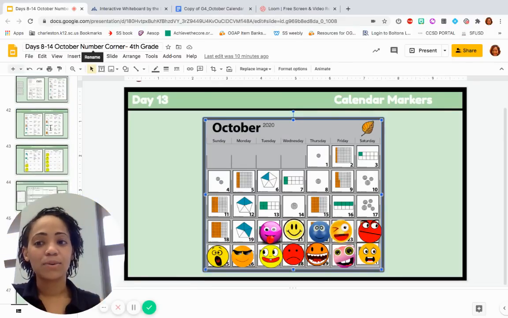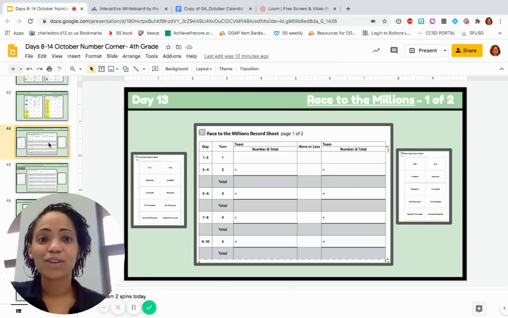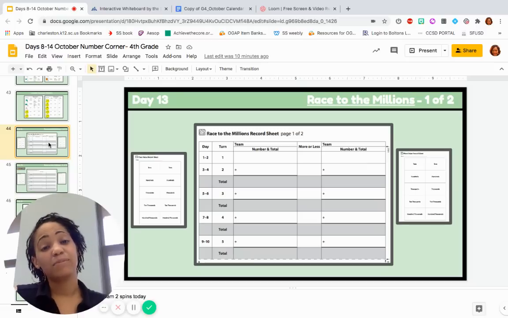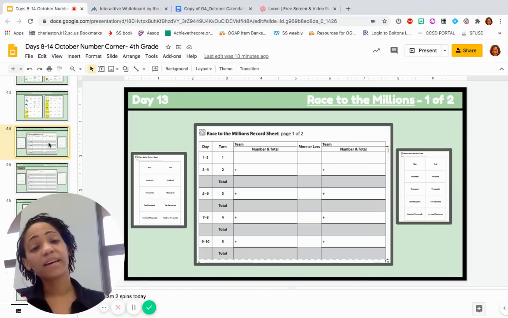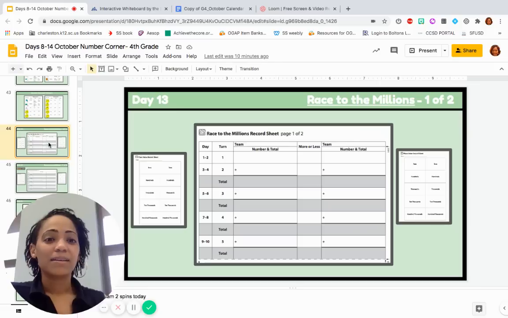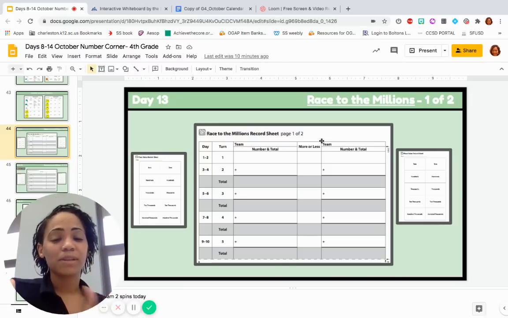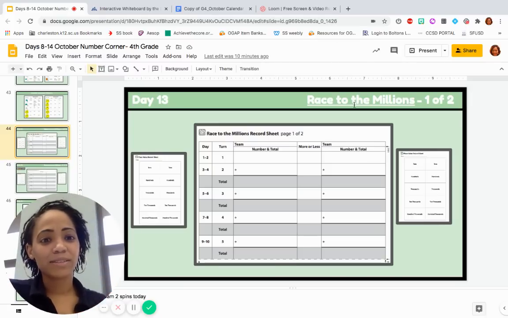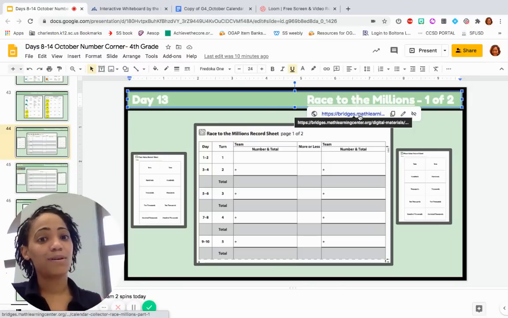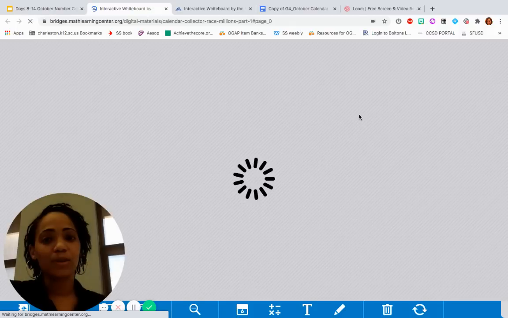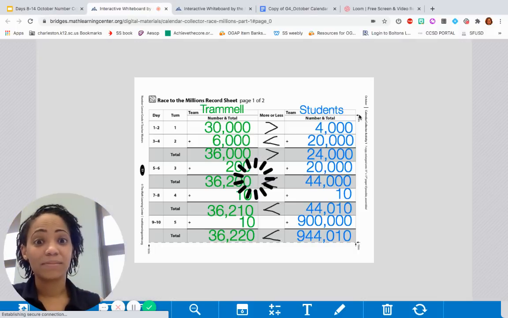You guys know that this game changes so quickly. At one point, we were tied. Well, not tied, but we were really close, like 30-something thousand and 40-something thousand. But you guys spun a really large number and you put it in the largest place value. And Miss Trammell seems to keep getting the really small numbers that she's putting in the smaller place values, which means you guys are winning.